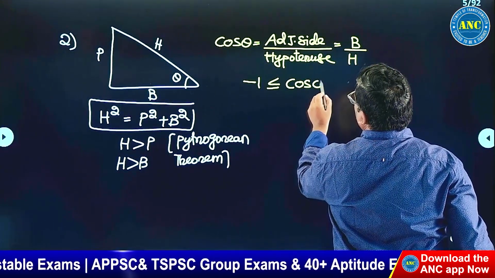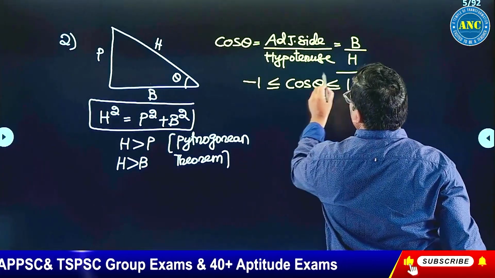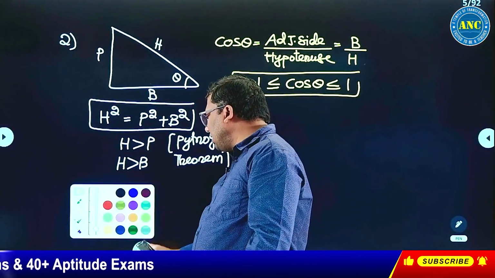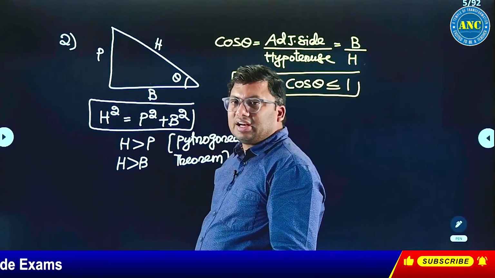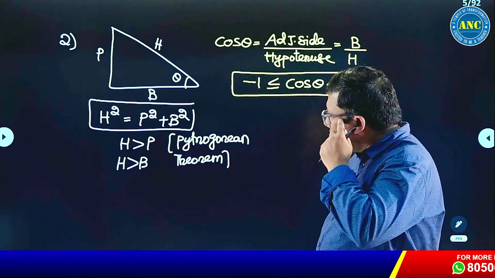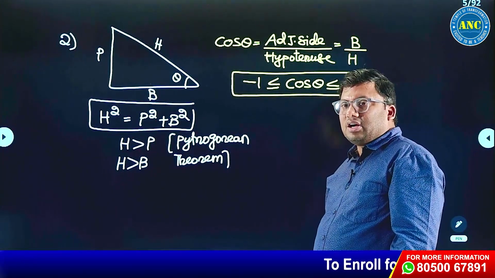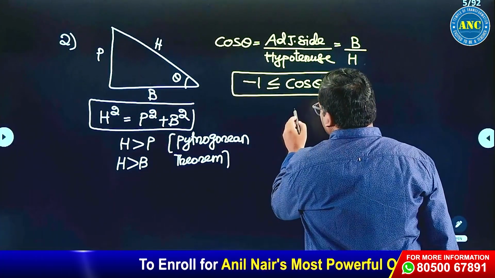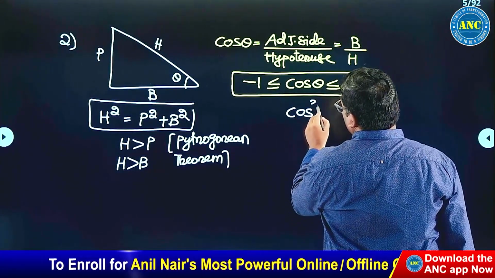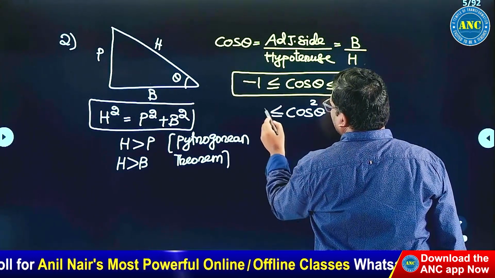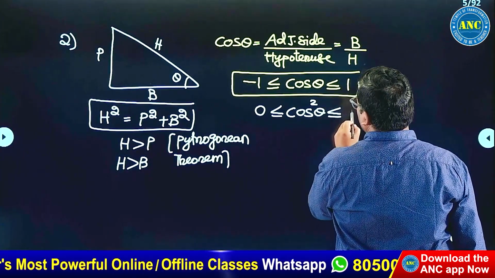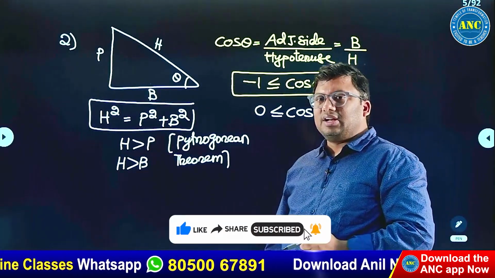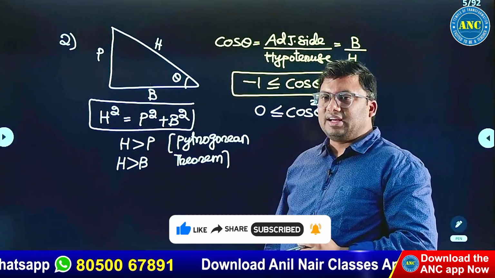Minus 1 less than or equivalent to cos theta less than or equivalent to 1. Same thing. Square function, minimum value it will be 0. 0 less than or equivalent to cos square theta less than or equivalent to 1.